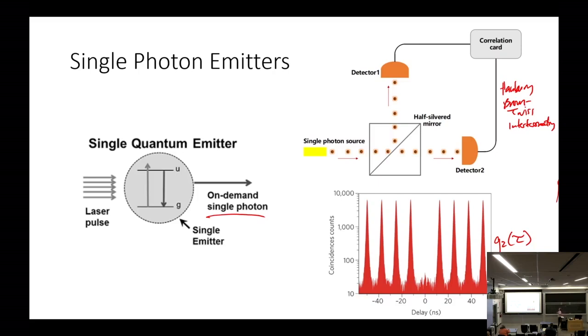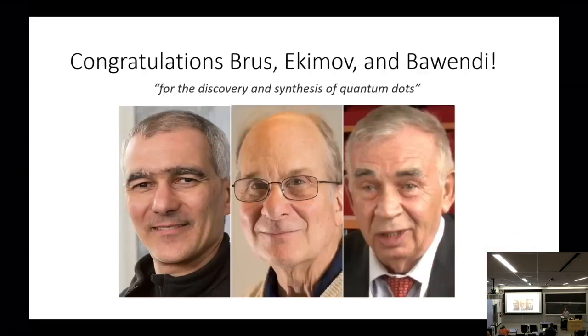So the question is, what are examples of true two-state emitters? And one of those is colloidal quantum dots. And that's what won the Nobel Prize this week. The Nobel Prize was for the discovery and synthesis of these quantum dots. And so they were first discovered by Alexei Ekimov, who's the guy on the right here, in glass matrices.